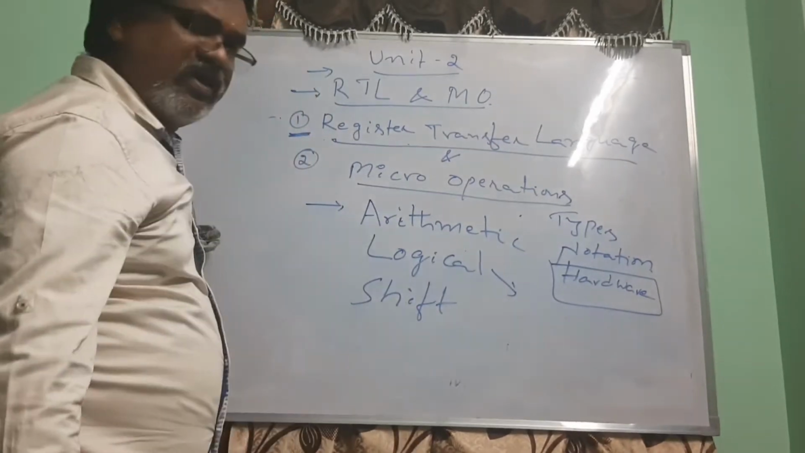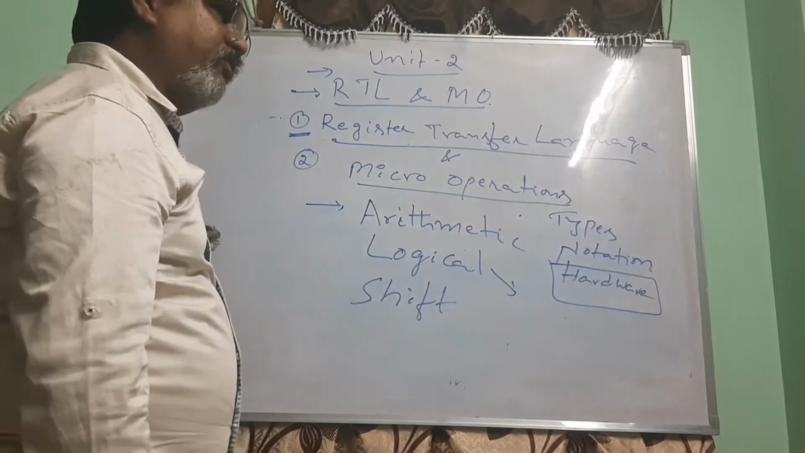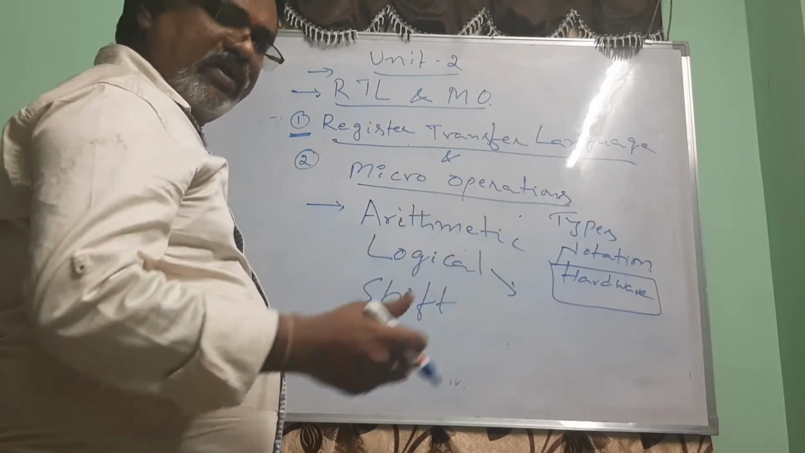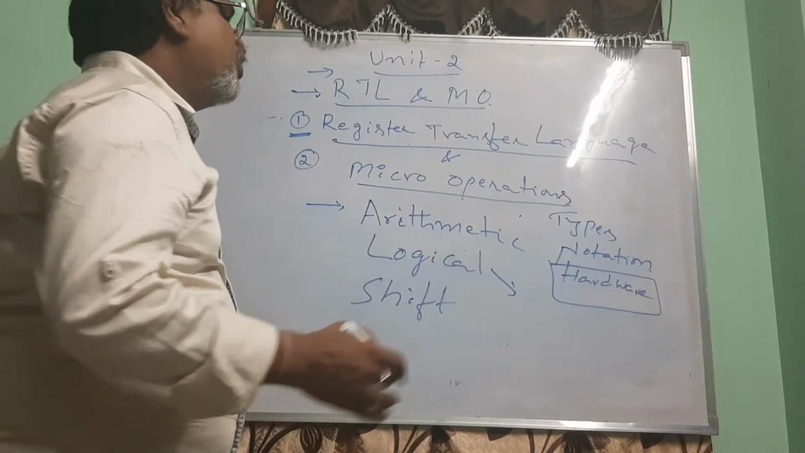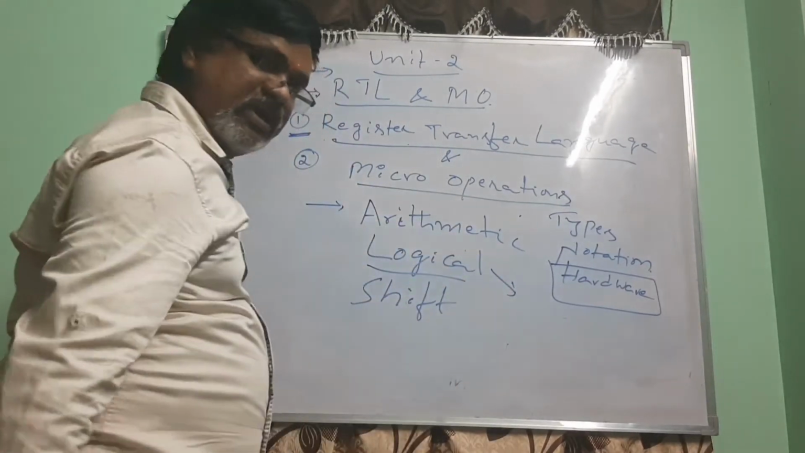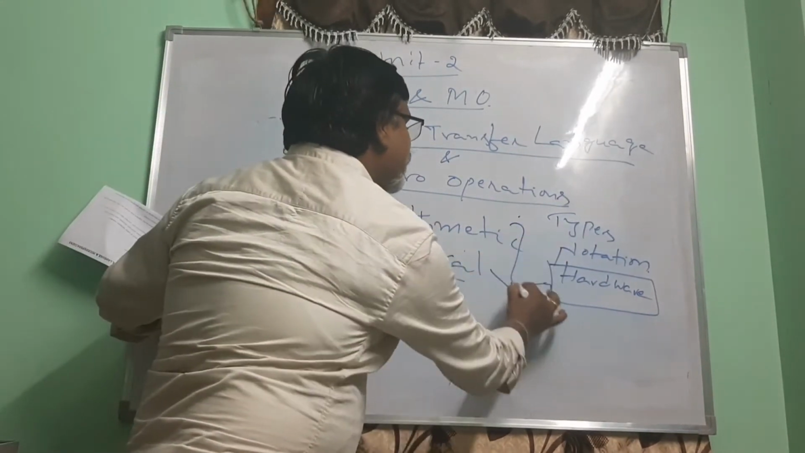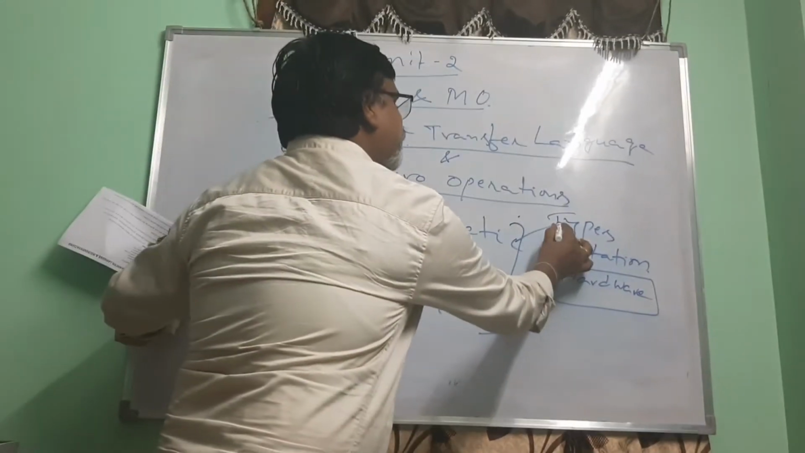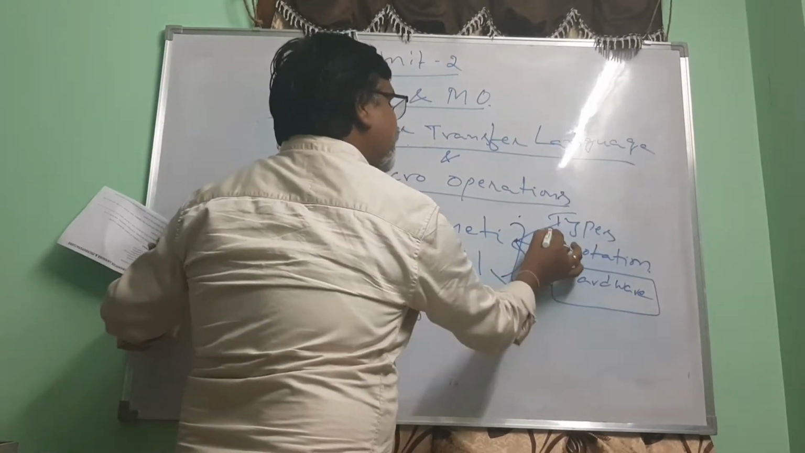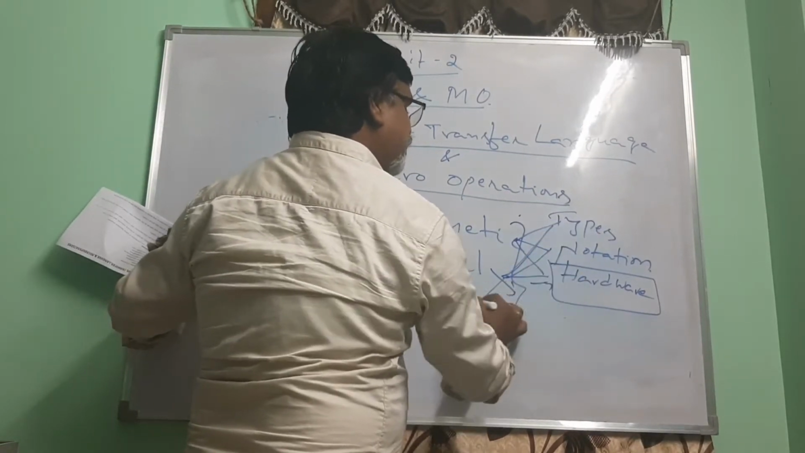You have different types of logical operations. Generally when you discuss logical operations, like greater than, less than, equal to, not equal to, there are some logical instructions. So what are the various types of logical instructions, what is the register notation for those logical instructions, and what is the hardware implementation? In the same way, for arithmetic instructions we have to discuss types, notation and hardware, for logical instructions types, notation and hardware, and for shift also types, notation and hardware.